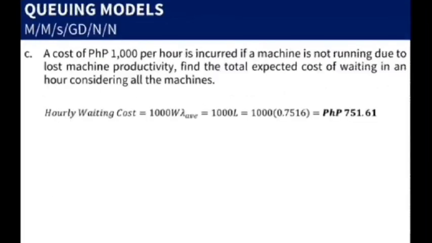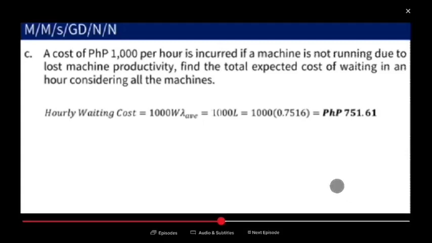For the last question, a cost of 1,000 per hour is incurred if a machine is not running due to lost machine productivity. Find the total expected cost of waiting per hour considering all the machines. The waiting cost is computed as 1,000 times W times lambda average. W is the non-productive time when every machine requires a technician's service. 1,000 is the cost per non-productive hour. We still multiply these terms by lambda average because the number of machines requiring service by the technicians in an hour is lambda average. This gives us an hourly non-productive cost of 751 pesos.